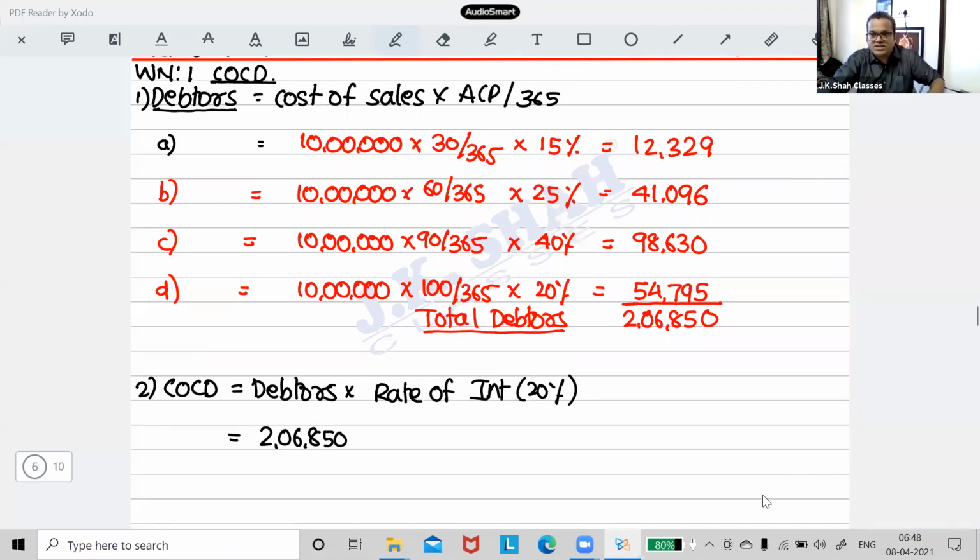So your debtors are 206850. You know what happens? Sometimes you do something, a big exercise, and we become very happy. Somebody, I think, has written the debtors only directly into COCD. Check, check, check. The answer that has been posted as an answer of net benefit, I don't find it correct. Right now. What you did, you were so happy after calculating all this, you posted 206850 directly as COCD. Don't do that. 41370 is COCD.